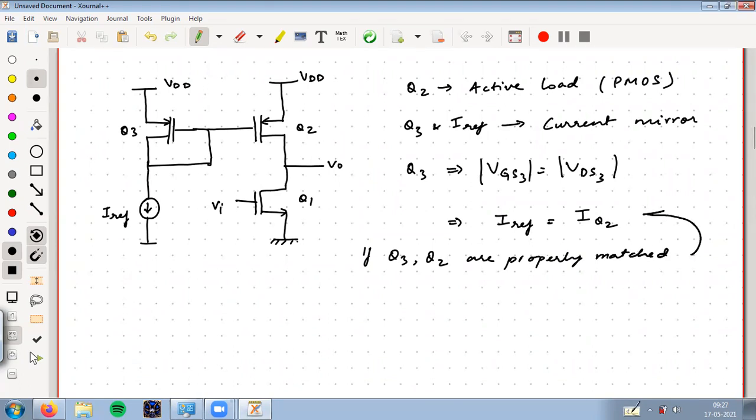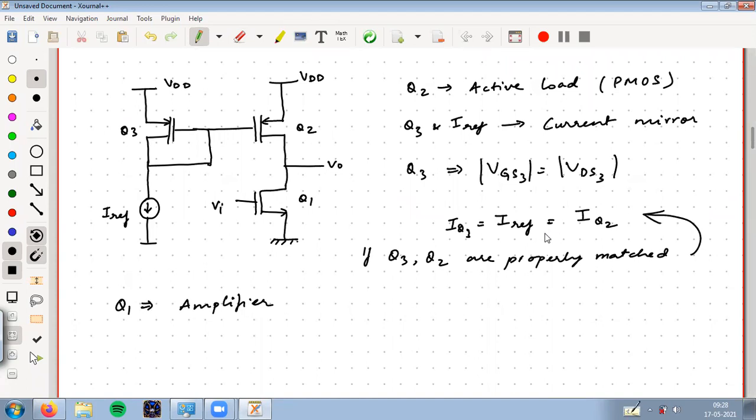Then I reference is the same as IQ3, which will be the same as IQ2, which is the same as IQ1. And remember, Q1 is the actual amplifier here.